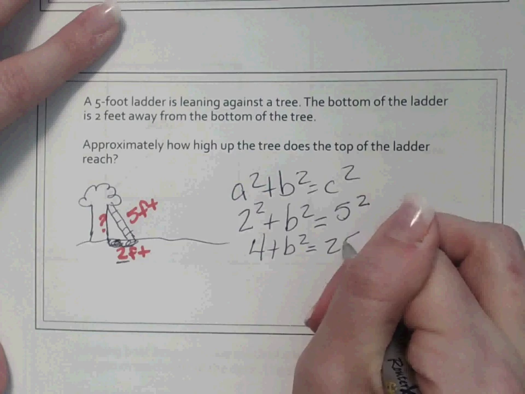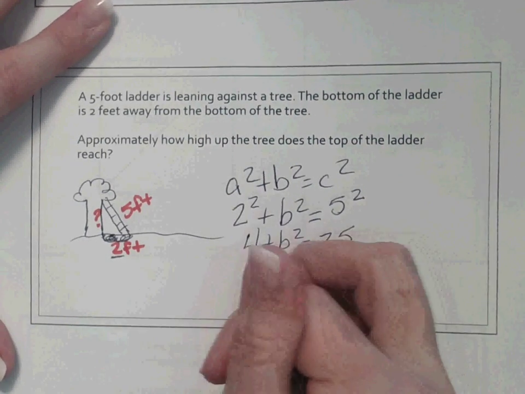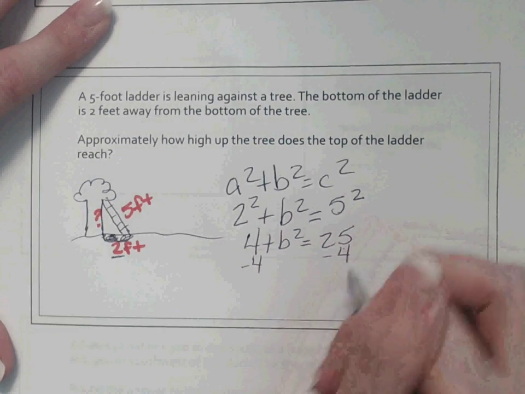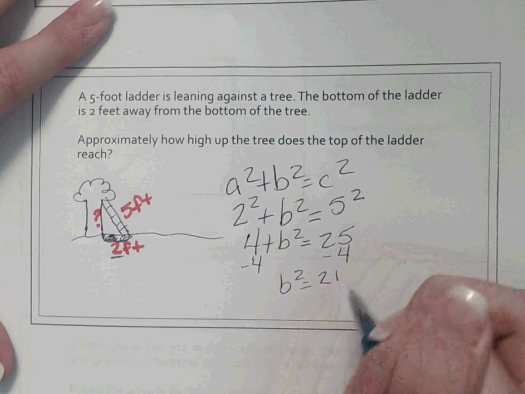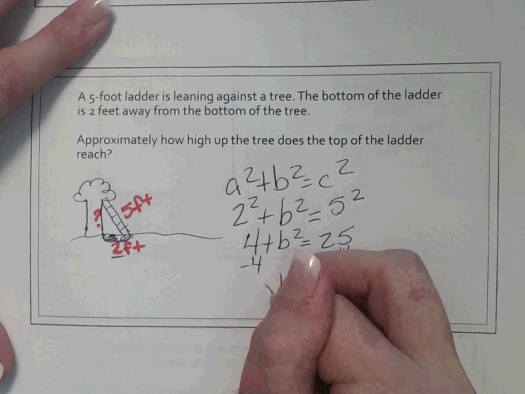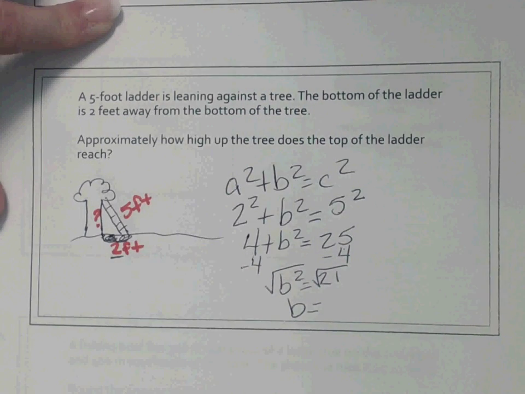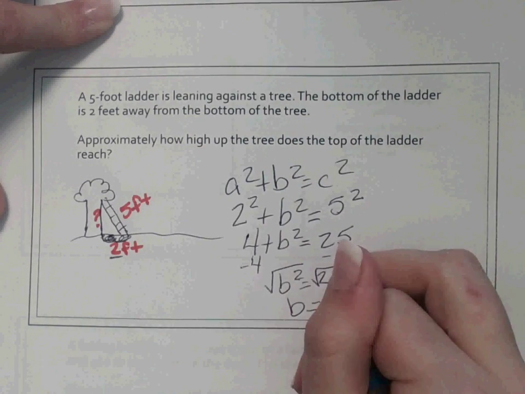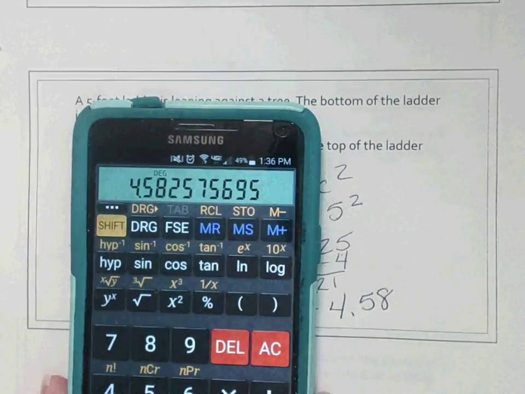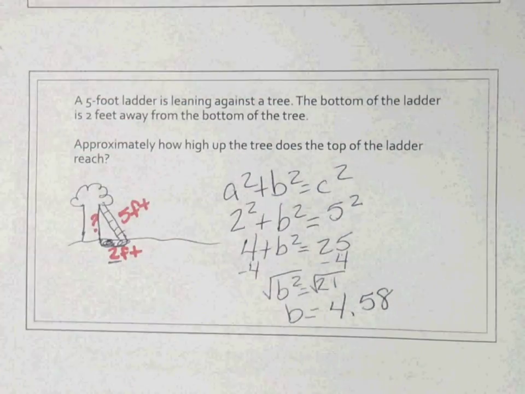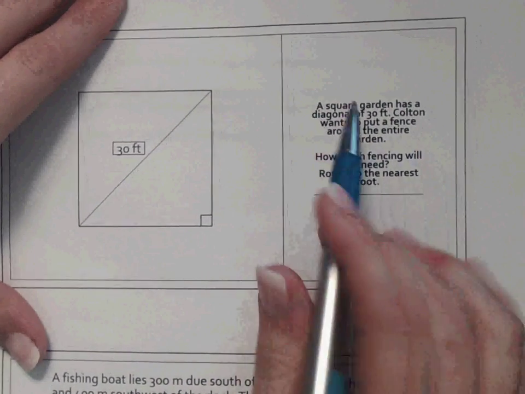5 squared is 25. And so I need to take the 4 to this side, so I've got to subtract 4 from both sides. And I've got to get rid of the squared, so I'm going to take the square root of both sides. The square root of 21, it's not pretty, but it is about 4.58. This is the big ugly thing I got. That gave us a good idea of how to use that in real life.